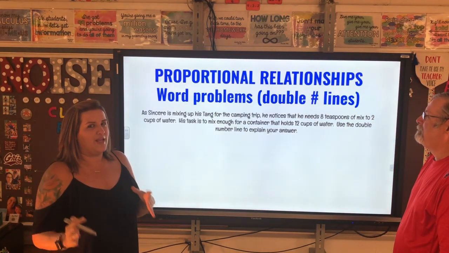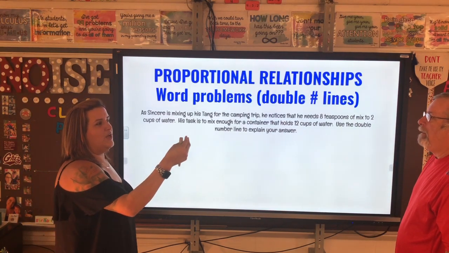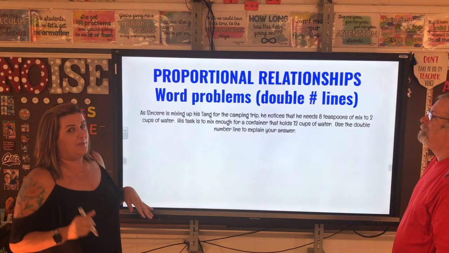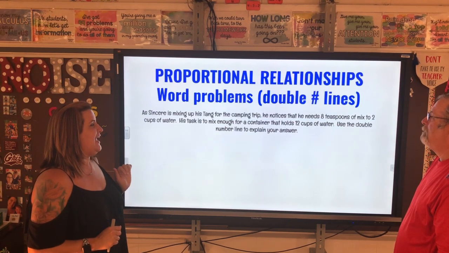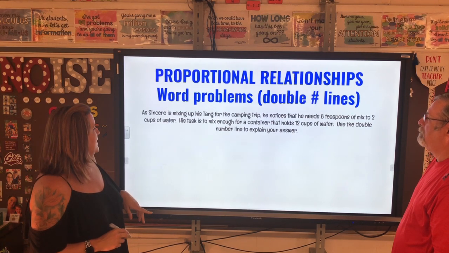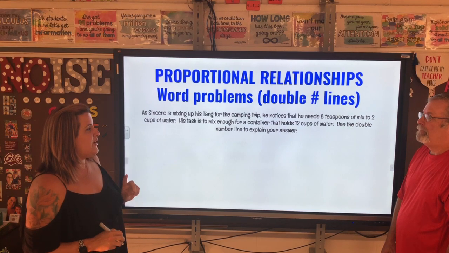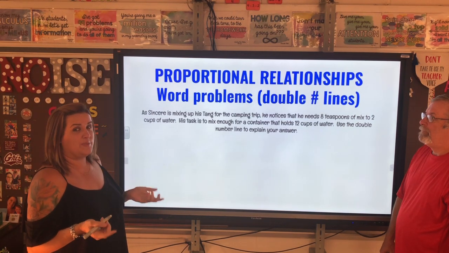All right, so double number lines. This is a really cool strategy to identify a lot of equivalent ratios or proportional relationships. So this says, it's a word problem, so I'm going to read it. As Sincere is mixing up his Tang for the camping trip, he notices that he needs 8 teaspoons of mix to 2 cups of water. His task is to mix enough for a container that holds 12 cups of water. Use the double number line to explain your answer.